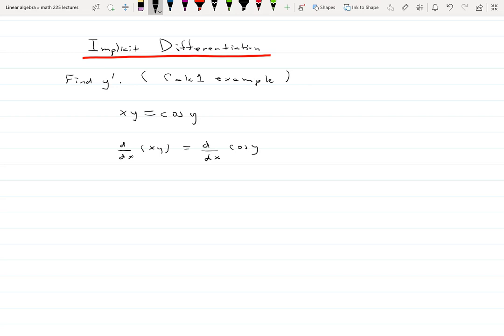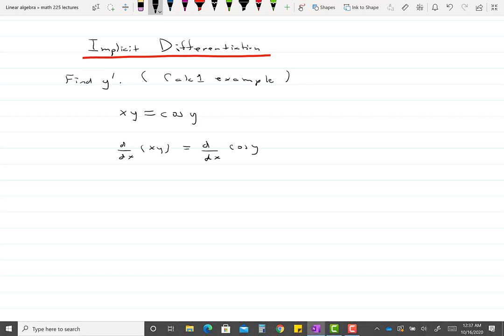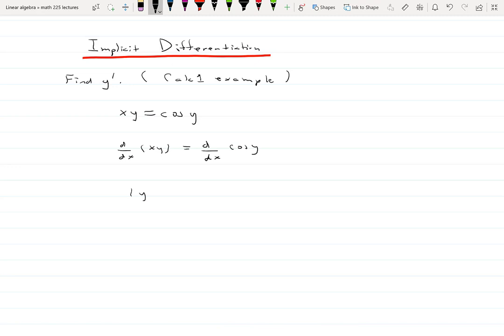On the left we have two functions of x, so we do use the product rule. Derivative of x is 1 times y plus x times the derivative of y. What's the derivative of y? It's y prime, which is just fine, by the way. I'm going to go ahead and use times dy dx, the symbol.